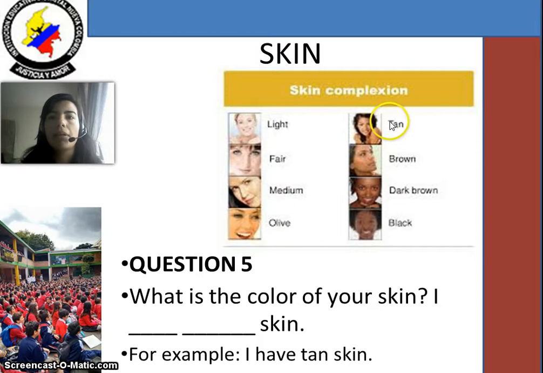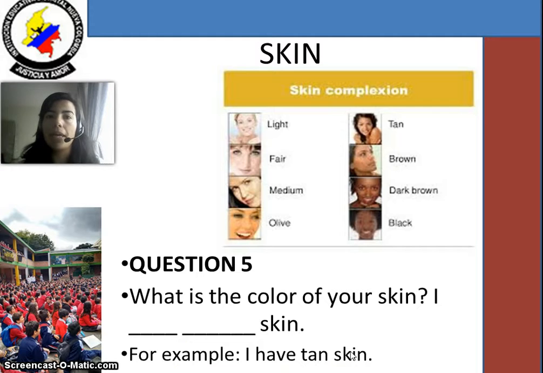Tan, que es para las personas bronceadas, o sea, canela. Brown, para las personas más morenas. Dark brown, igual, más morena la persona. Y black, que es completamente negro, ¿ok? So, question number 5. What is the color of your skin? Skin. For example, in my case, por ejemplo, en mi caso, I have tan skin.